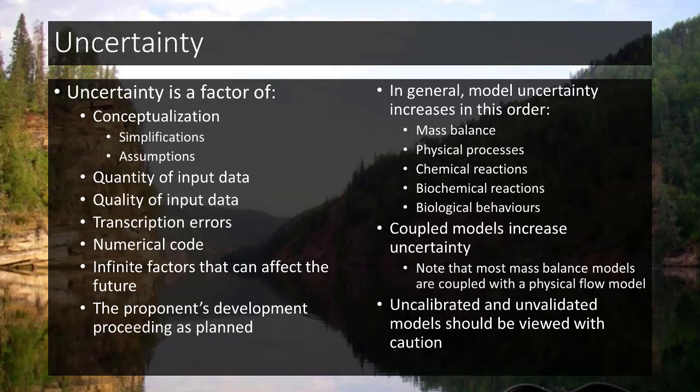It's kind of useful to keep in mind the way that uncertainty increases. If you're doing a simple mass balance, there's really no uncertainty around that mass balance. We know that masses are conserved. We know that energy is conserved. The uncertainty in that will just be in your inputs.